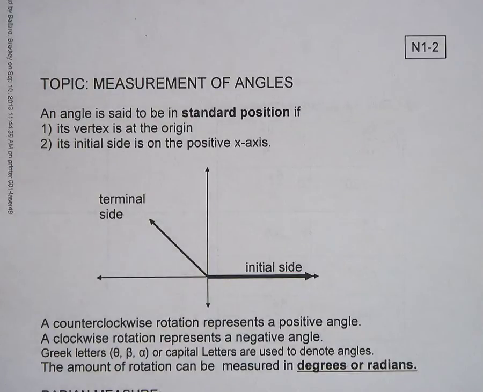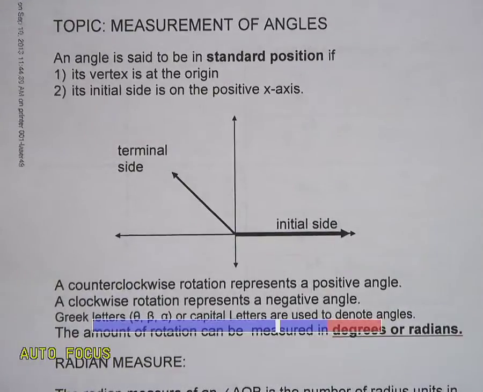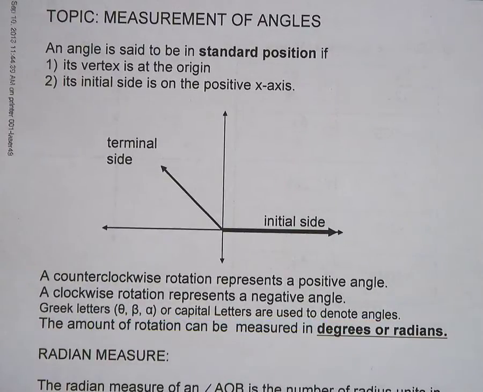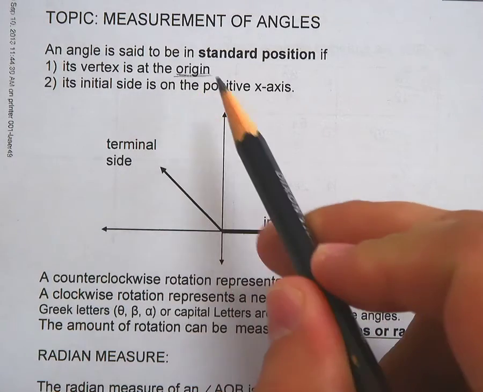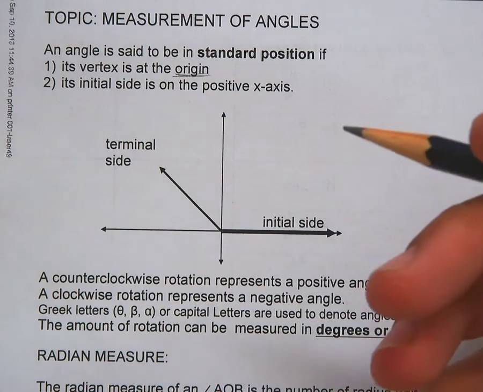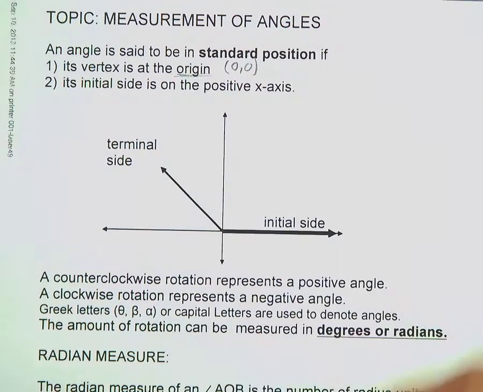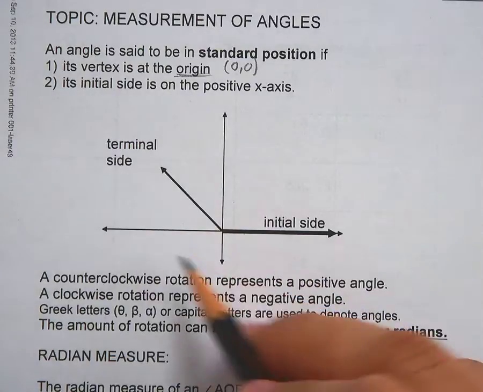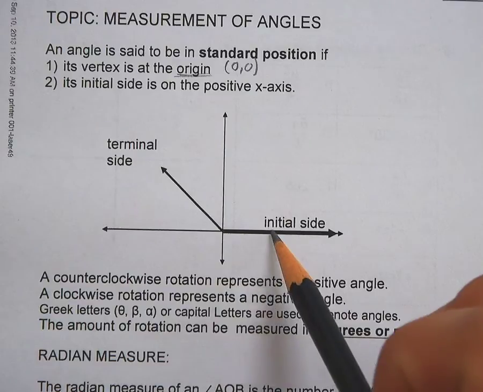Today is the day we're going to be talking about measurement of angles. Now, you've been measuring angles for quite some time, but you may not have measured them quite like this before. An angle is said to be in standard position if its vertex is at the origin, the origin of the graph, (0, 0). We're measuring these angles on a graph. Its initial side is on the positive x-axis.